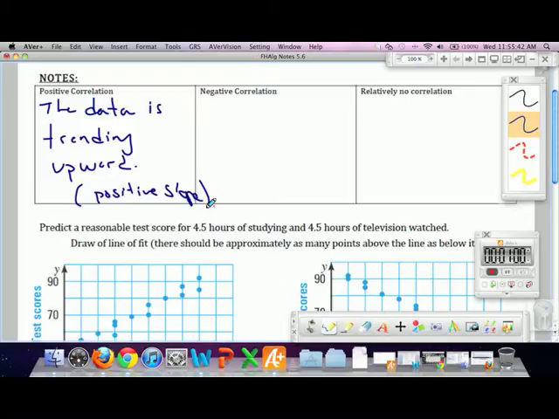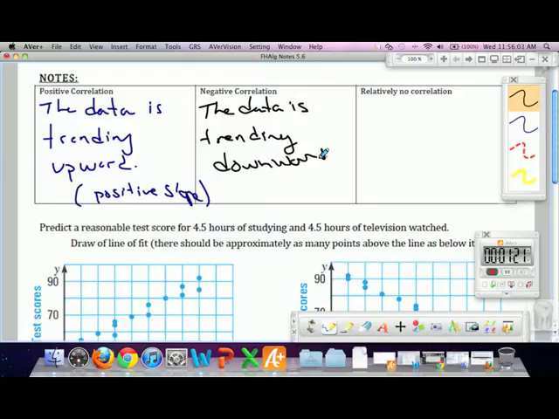So what do you think negative correlation is going to look like? It's going downward. Data is trending downward. It would be like a negative slope. So if you were to draw a line that kind of fits the data, it would be going down.